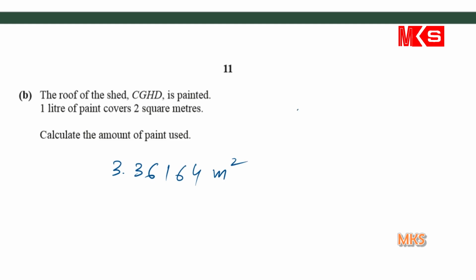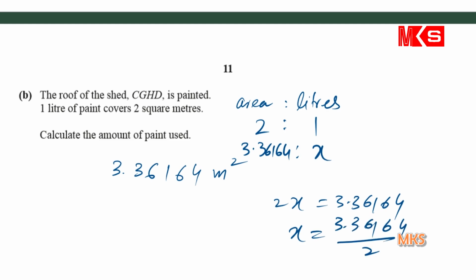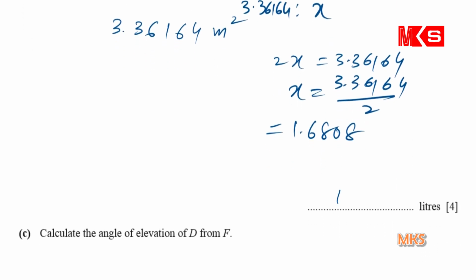In other words, liters and area. So if area is 2, 1 liter is used, and we have 3.36164, x. Cross multiply. So 2x is equal to 3.36164. x is equal to 3.36164 divided by 2. That gives me 1.680820 and so on. I can say 1.68 liters will be used.